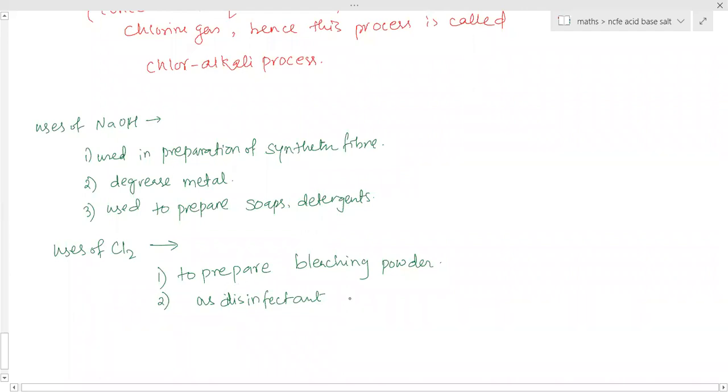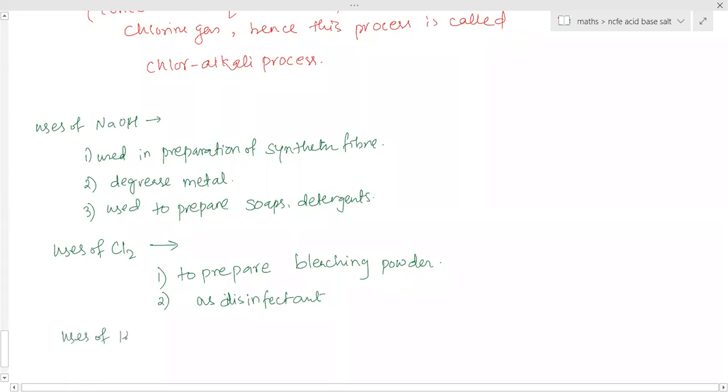The actual property bleaching powder performs is actually because of the chlorine gas. And bleaching powder is considered a storage of chlorine. So when bleaching powder reacts with water, chlorine gas is given out. And that chlorine gas performs the function that the bleaching powder does.